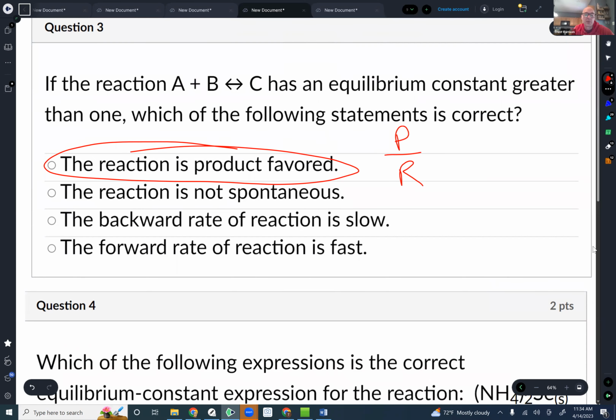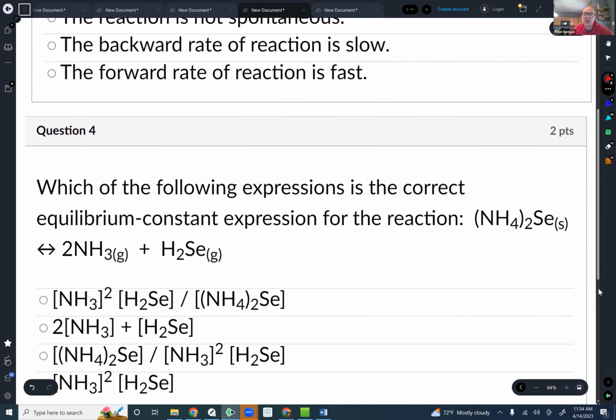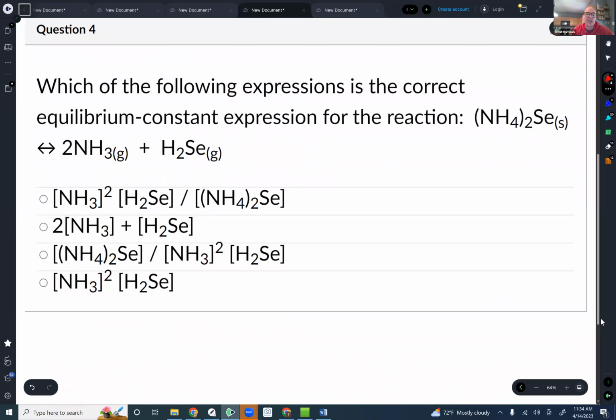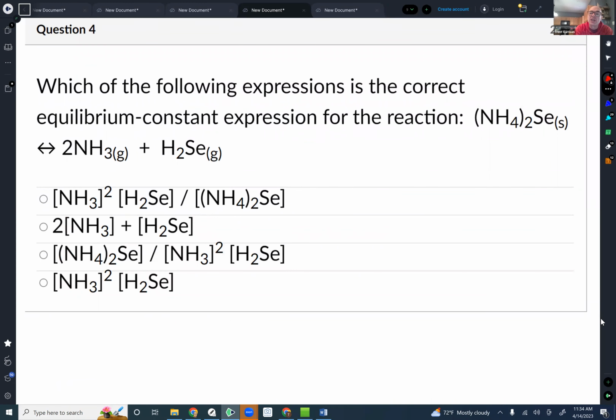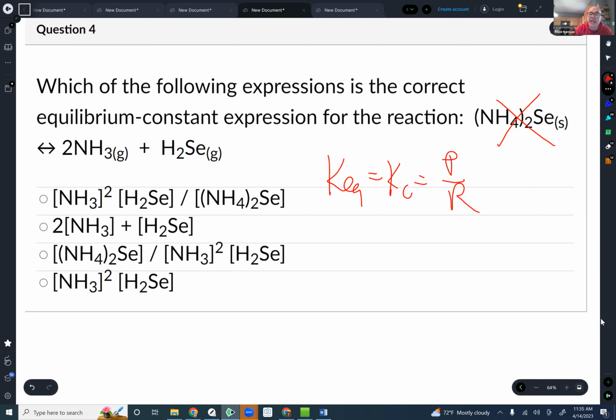Okay, number 4. It says, okay, well, let's write an equilibrium constant for this. You can cancel out the solid. We have no products, or we have no reactants in this. So the KEQ, the KC, is going to be equal to products over reactants. Well, we got no reactants because that's being canceled out. So what we're left with are the 2 reactants right there. That's all that we have.